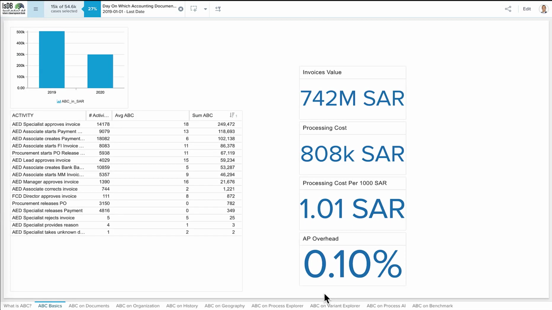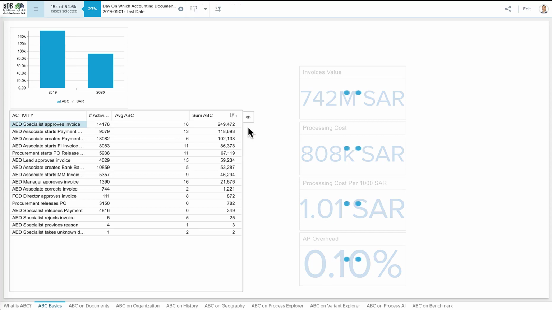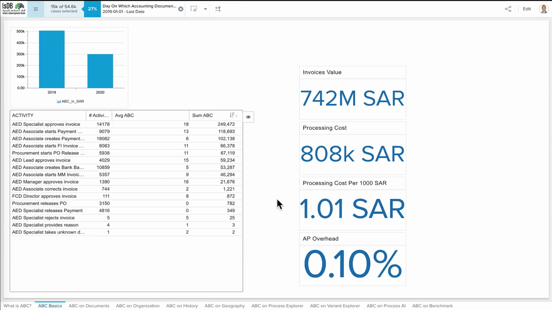The overall volume of payables in the last 2 years is 742 million riyals, but it cost us 808,000 riyals to process these invoices. We know this because we are able to measure time on an activity basis and link these activities with HR data of the individuals performing them. It cost us 1 riyal in order to process 1,000 riyals worth of accounts payable. So our AP overhead is 1 per 1,000.